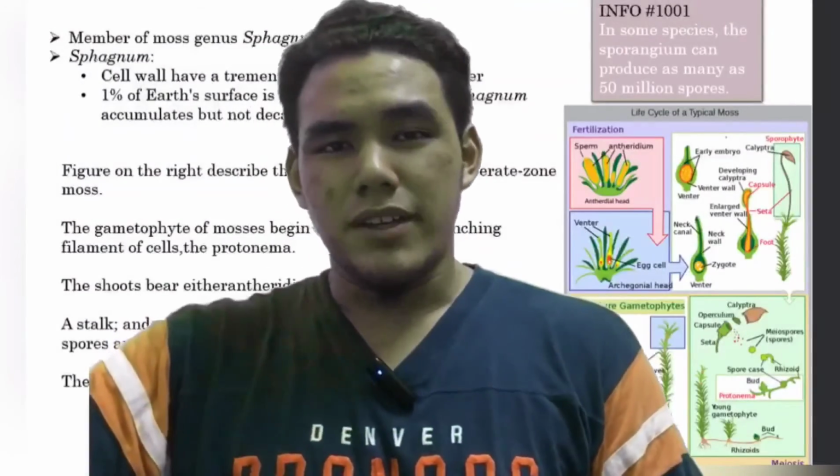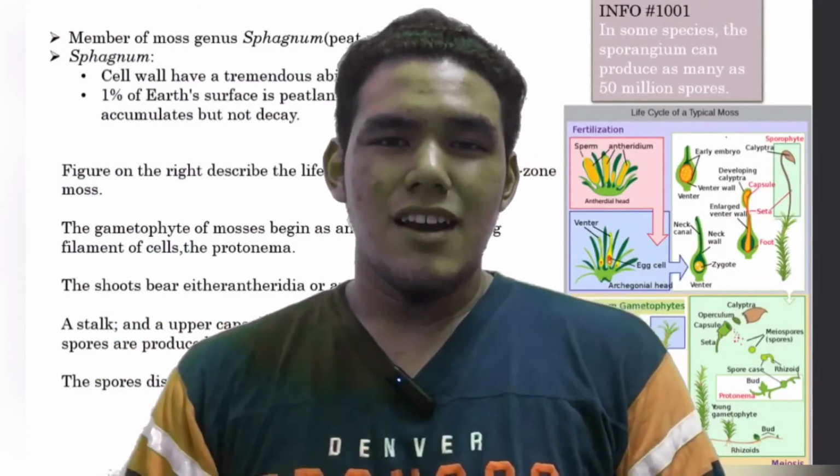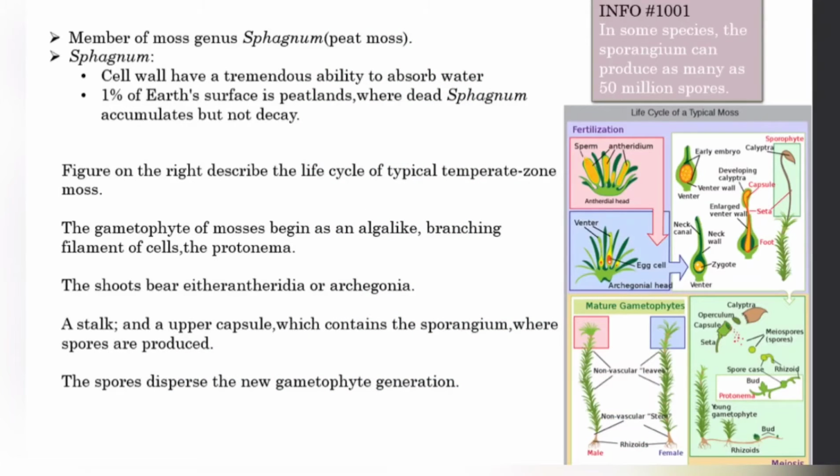Let's go to our last learning outcome of this subtopic, which is to learn about the life cycle of moss. You can see the figure on the right describes the life cycle of a typical temperate zone moss. The gametophyte of mosses begins as an algae-like branching filament of cells, the protonema. The protonema will proceed to produce upright leafy shoots that sprout rhizoids. You can see the rhizoids in the bottom left of the picture. The shoots bear either antheridia or archegonia. Just refer to the picture if you didn't catch the words.